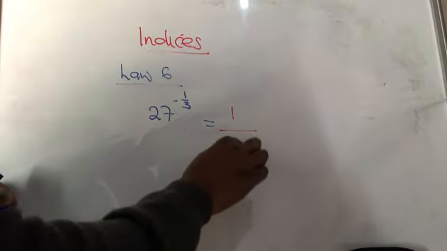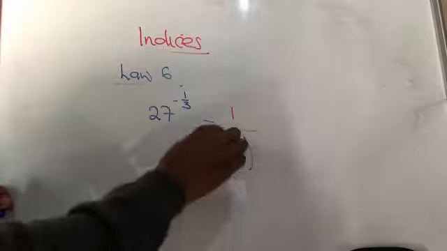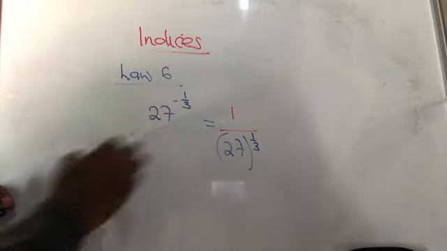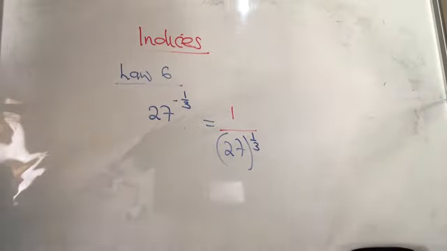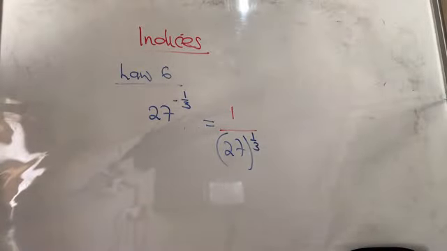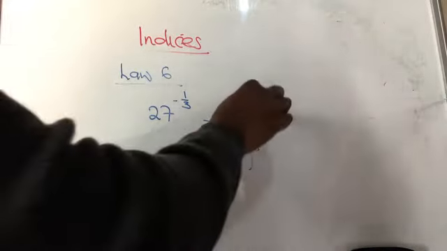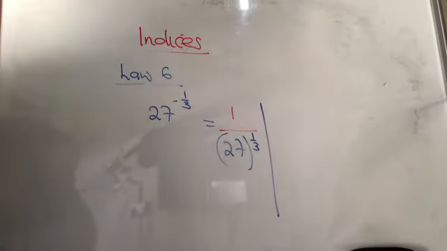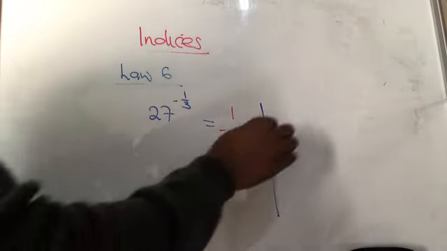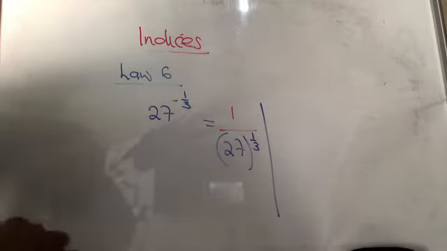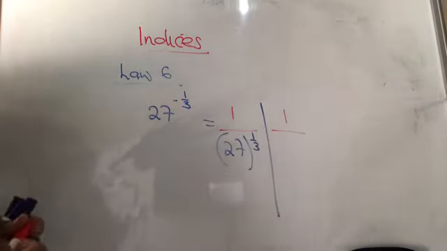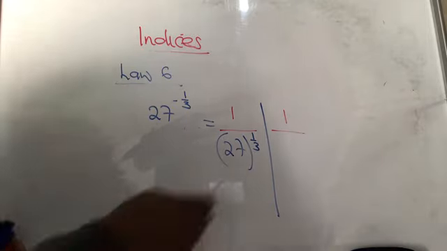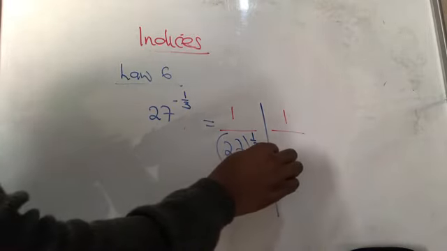This 1, remember, is a borrowed 1 over everything. 27, but this becomes positive now, to the power of 1/3. 1/3 is now positive, which is our main goal. So we've achieved our goal to make this positive. So law number 4 has been applied. Now we can change it and say the 1 remains there, but now we need to deal with the cube root of 27, because this means the cube root of 27.